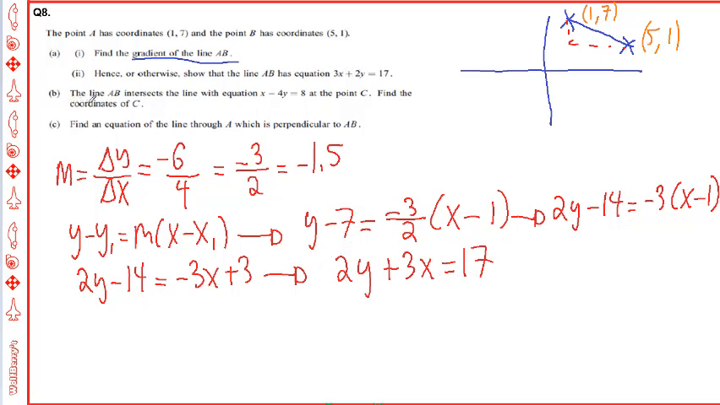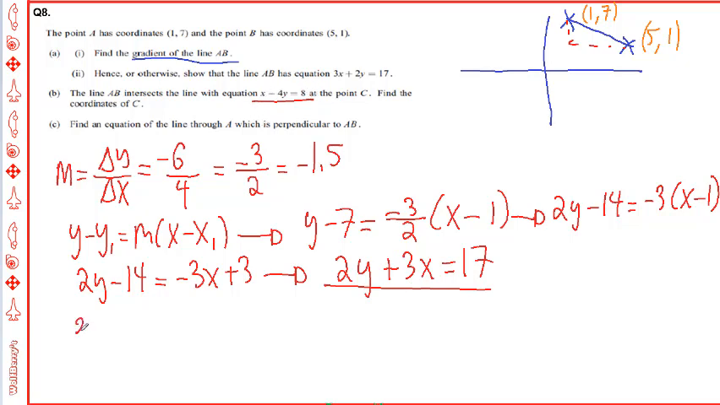Now, part B says the line AB intersects a line with the equation at the point C. So there's another line here somewhere intersecting at a point. Find the coordinates of C. When two lines meet, we can solve them simultaneously to find the meeting point. First things first, we need to make either the x's or the y's the same so we can solve them simultaneously. Let's make this x the same as that x. This x here is 3. That x is 1. So multiply everything here by 3 to make that 3x so we can subtract them both.